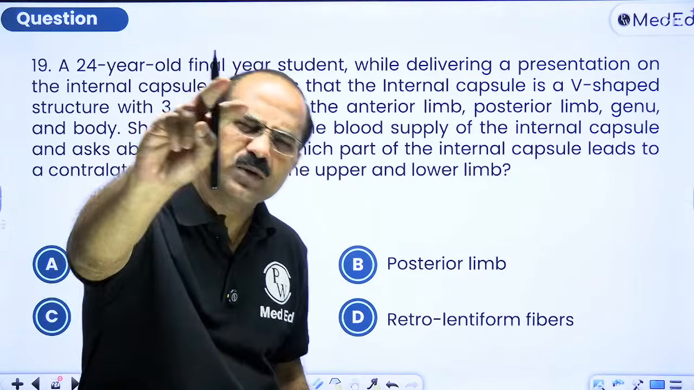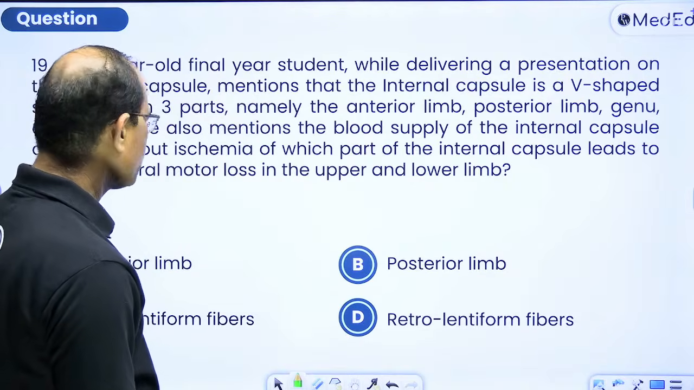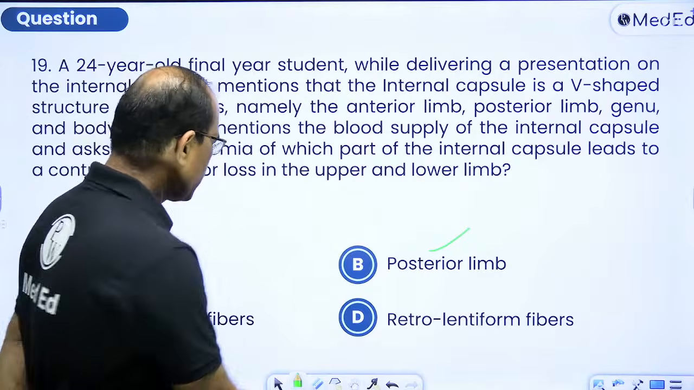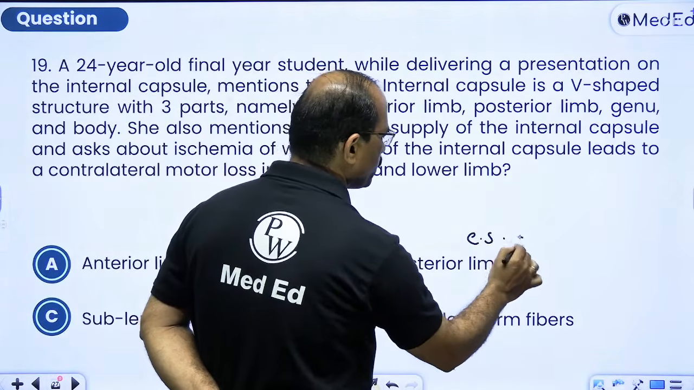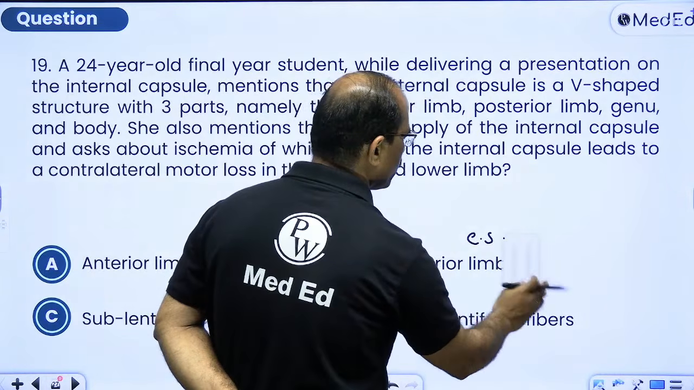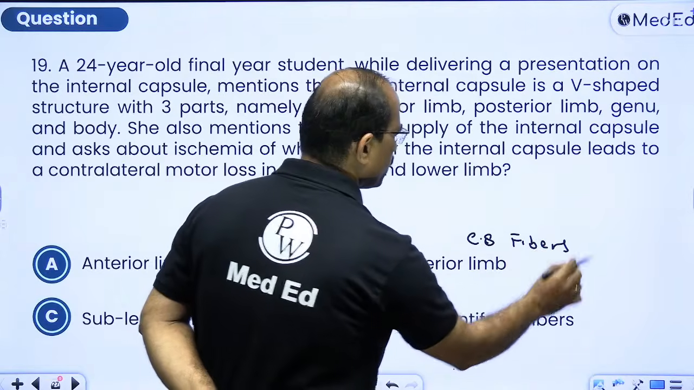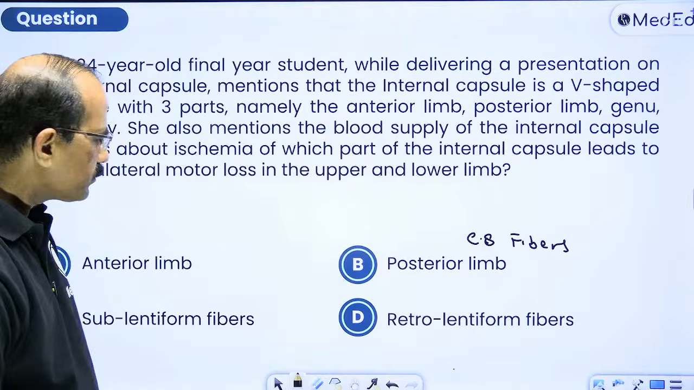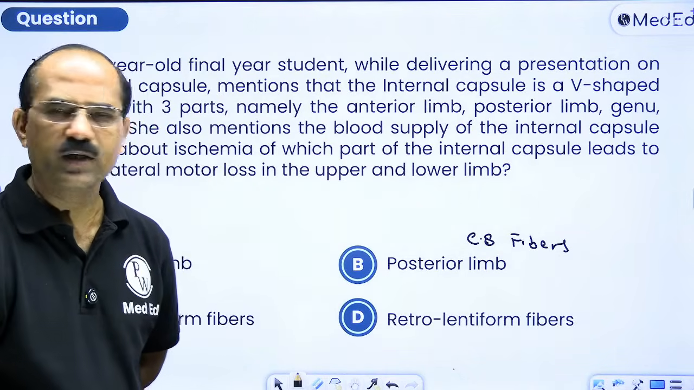Just remember this, 2-3 MCQs come from the internal capsule. Corticospinal fibers pass through the posterior limb of the internal capsule. Fine. What passes through the genu? Corticonuclear fibers pass through the genu. Just remember this.